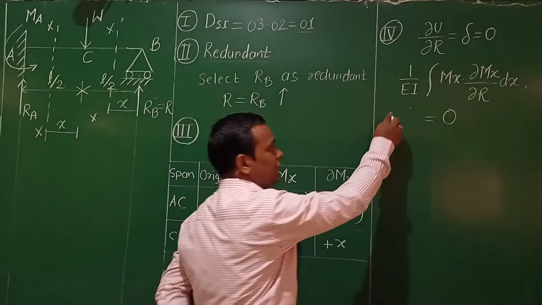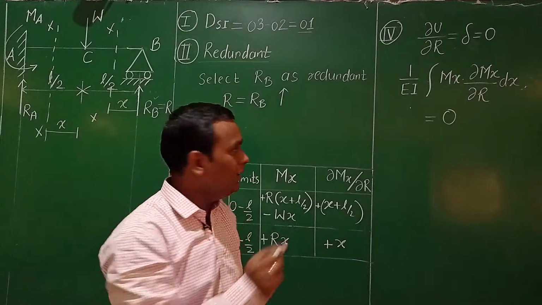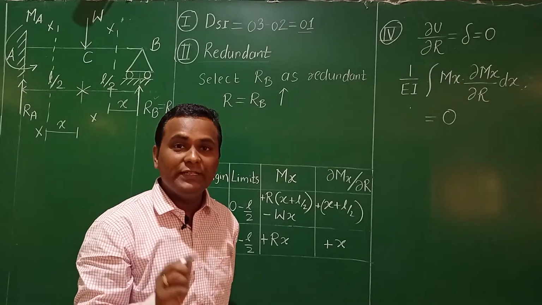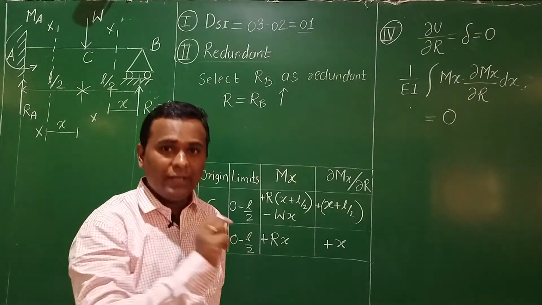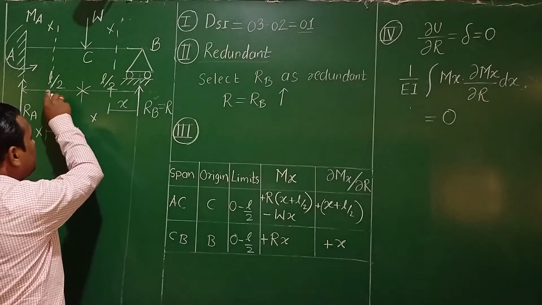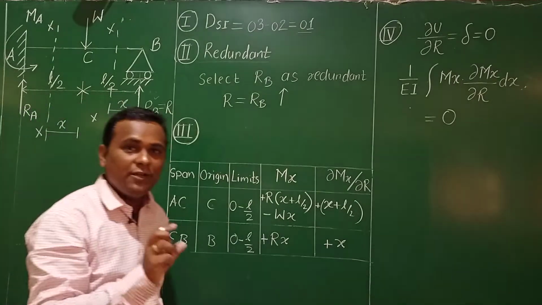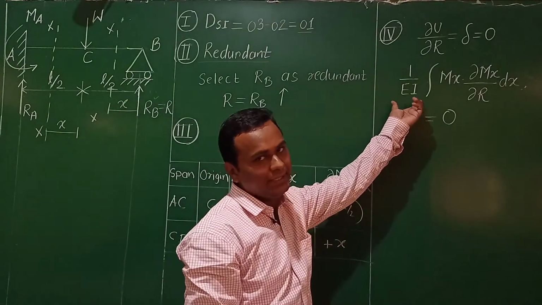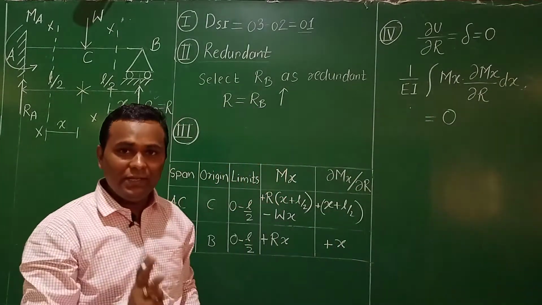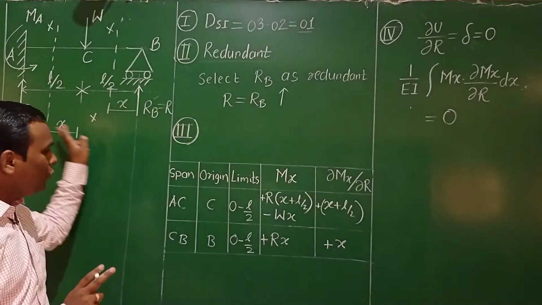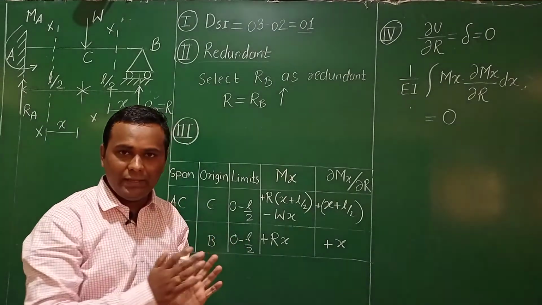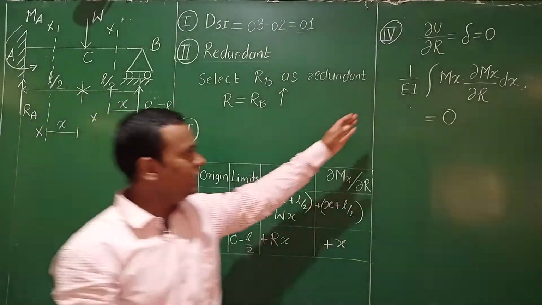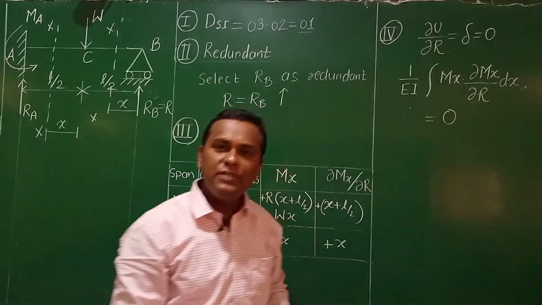Now we can use this equation, that is 1 upon EI into integration of Mx into dMx by dR with respect to dx is equal to 0. For example, if the value of I or the value of EI is different as per the length of the given beam, then you need to select this EI separately for that particular span. But here you can see there is no significance of I, meaning I is the same throughout. If it is not mentioned in the example, then you can take it on the right hand side and it will become 0 in that case.